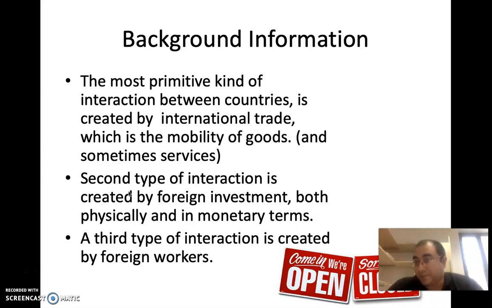answering phones for a company is a service, basically. It's not a good. It's not something you can produce solidly and sell to another country. But sometimes companies in developed countries might buy services like phone answering from foreign countries and basically use those services. And similarly, from the internet you can buy certain services like music or movies, although they are not strictly services.